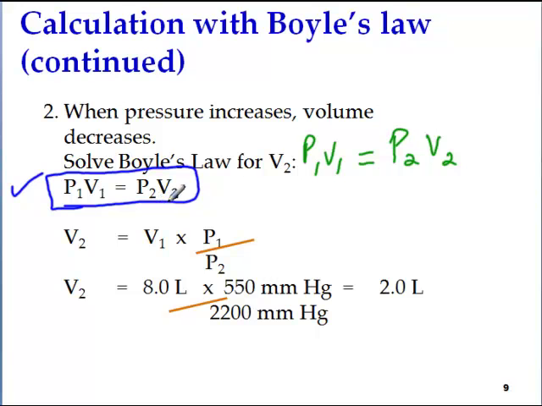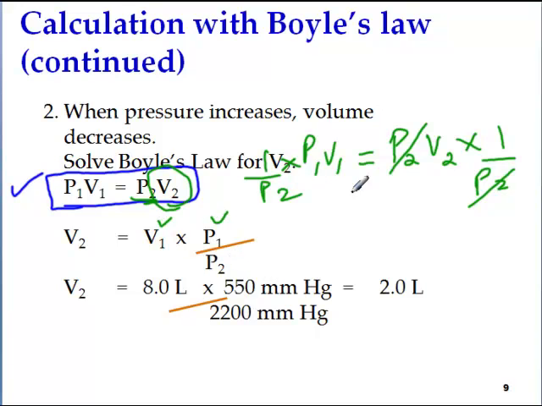If you're trying to isolate for V2, which is this side of the equation, we must get rid of P2. In order to get rid of P2, I am going to divide both sides of the equation by P2. If I do that, P2 and P2 cancel, and that gives me V1 times P1 over P2. And that's exactly what I've done. Once you have done that, you plug in the values of your quantities and you get your answer in liters.